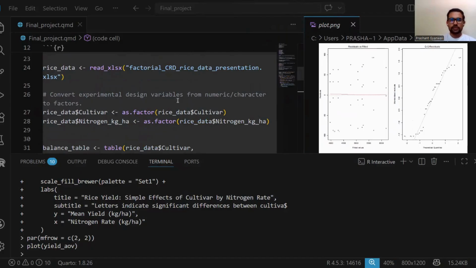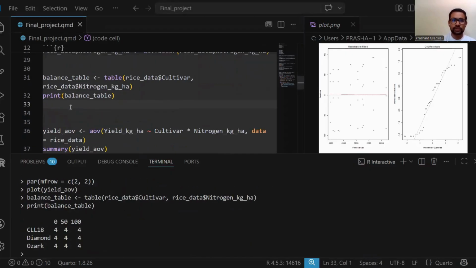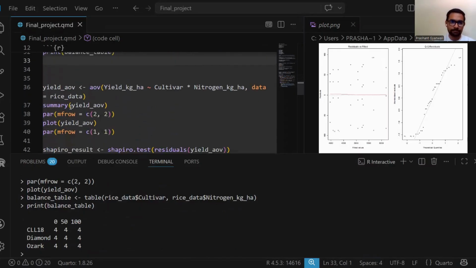The first step in analyzing the data is to treat all of the necessary elements as a factor. In our case, I have treated the cultivars and the nitrogen rates as a factor. After that, I check to see if the data is balanced or not by running this code. And it was indeed balanced because each of the treatment combinations appeared 4 times in our data.